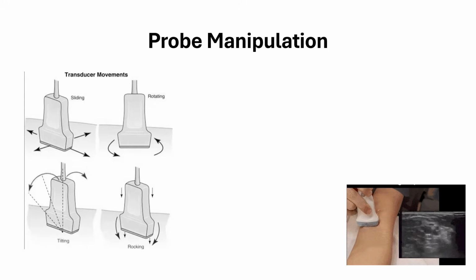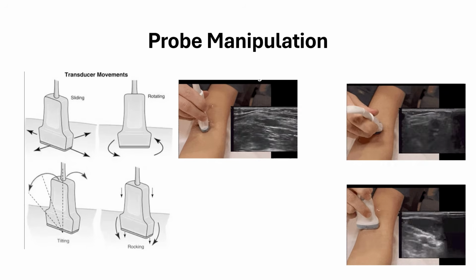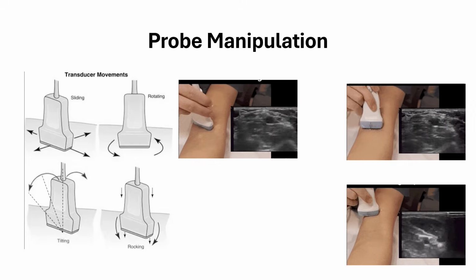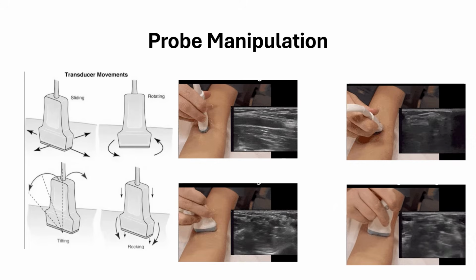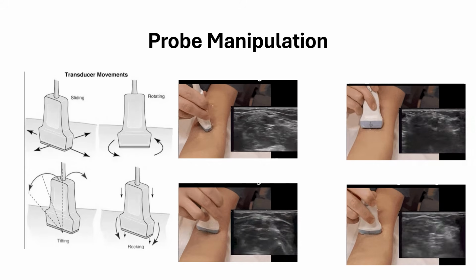Here you see sliding of the probe. This video you see the rotation of the probe. Next one is tilting. Another name for tilting is fanning. And here you see rocking of the probe. Please pause the video if you need more time to review this slide.